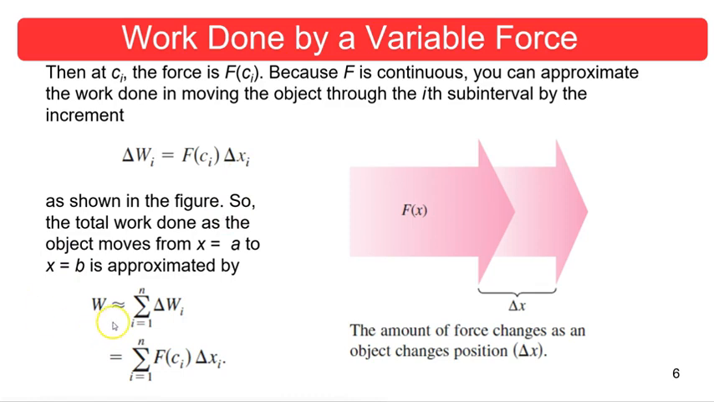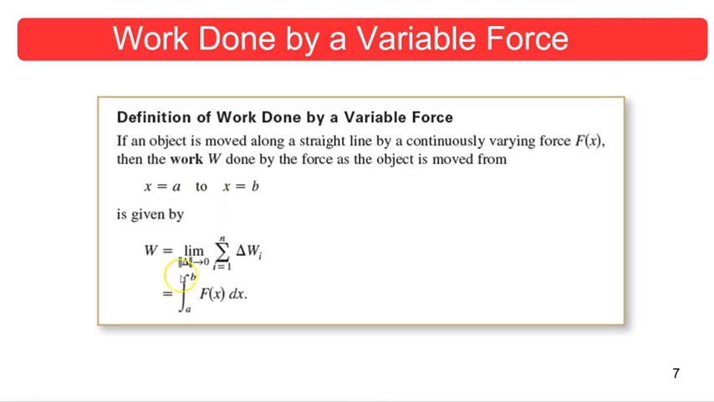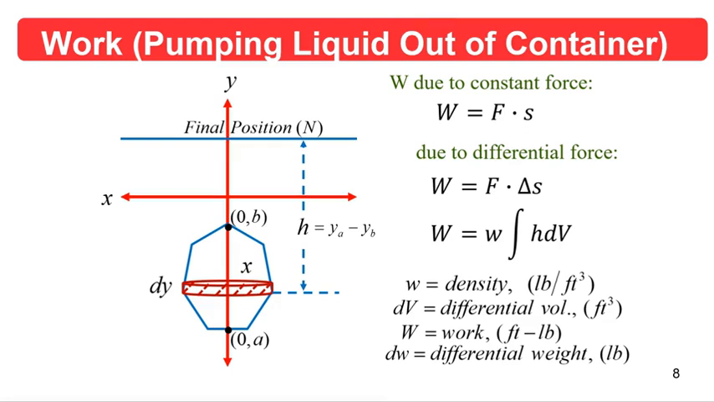So you can see that the approximation for the work is basically the summation of the individual work as you go along delta x, or basically, that's force times delta x and then get the sum of all of them. When you translate that into an integral, you can basically have the integral from a to b of f of x dx. In this slide, you can see work done by a differential force. However, in this case, we'll be using work done in pumping the liquid out of a container.